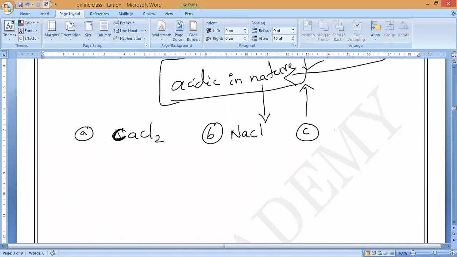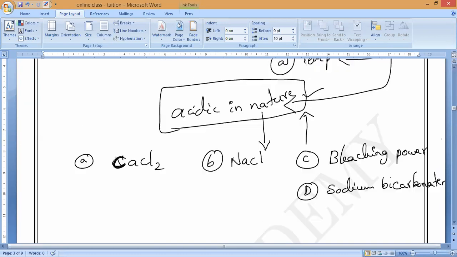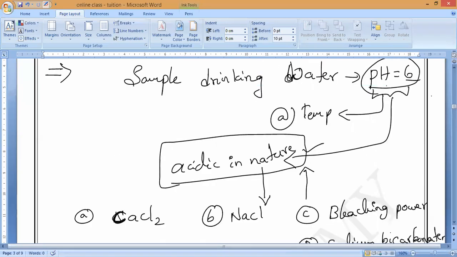Next, bleaching powder. Very good. Sodium bicarbonate. Bleaching powder. Next one, sodium bicarbonate. Is it yes or no? Sir, sodium bicarbonate means NaCl, sir. So what is the answer? Can you say? So the pH value, NaCl. NaCl is neutral, right? It is a salt. How can you add this one? Sir, it is a base, sir.